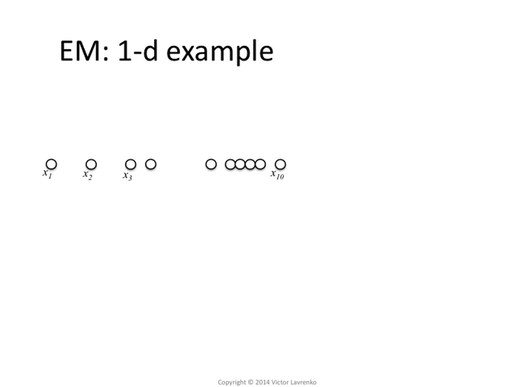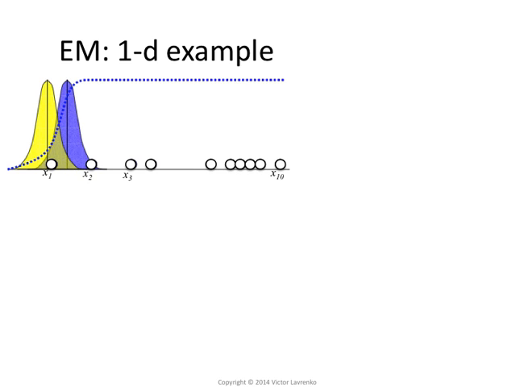We've got a bunch of data points, and in this case, our data points are just numbers on a number line, and we want to fit two Gaussians to them. So the way the EM algorithm works is you put the two Gaussians in two random positions in the space. So I got a yellow Gaussian and a blue Gaussian, and then you do something along the following lines.